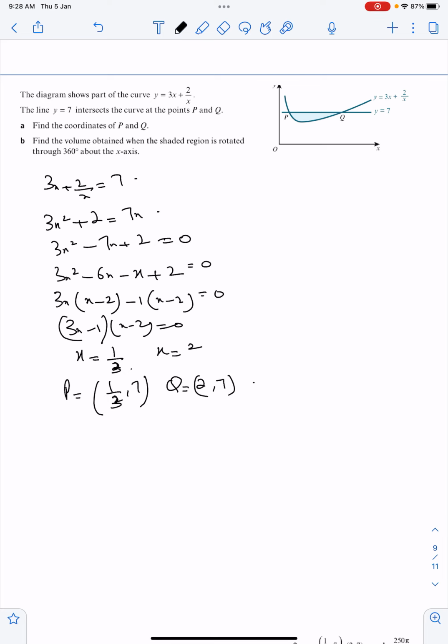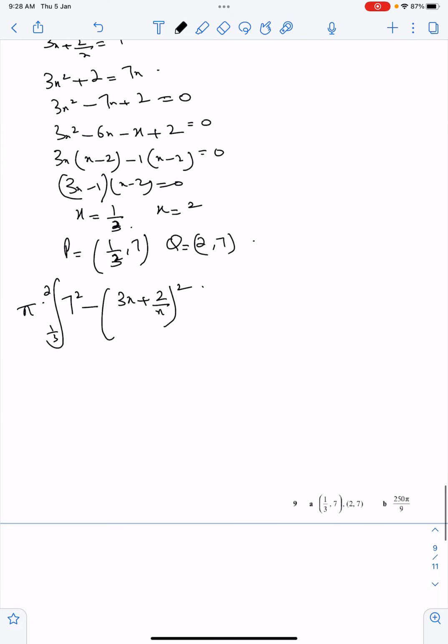Find the volume obtained when the shaded region is rotated through 360 degrees about the x-axis. Now, if this shaded region is rotated 360 degrees about the x-axis, I'm using the second method which I told you. The line is above and the curve is underneath. So the line squared minus the curve squared, but y should be the subject, and then applying the boundaries. The line is on the top, so y equals 7, so it will be 7 squared minus 3x plus 2 upon x, the whole squared, applying the boundaries of the x coordinates, which are 2 and 1 upon 3, and putting a pi before this.